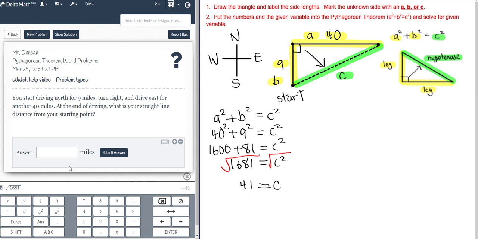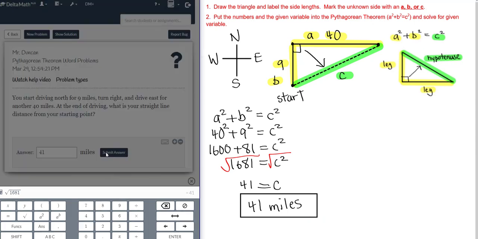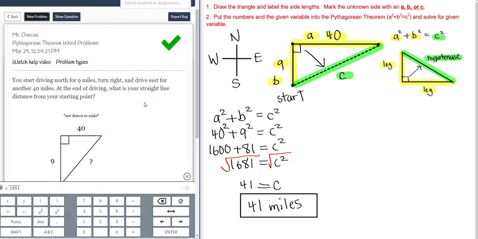And then to answer the question, notice that our units are in miles. So I'm going to put 41 and then write down the units with it. And that's what I'm going to box as my final answer for this. All right, let's punch that into Delta Math and see if we got that one right. And it looks like we're good to go.